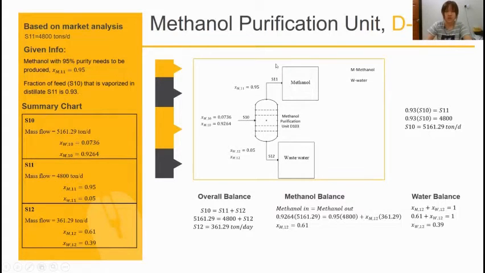Our material balance calculation starts from the methanol purification unit. Based on the market analysis, we know that the mass flow of stream 11 is equal to 4,800 tons per day. And there is some given information from the problem statement, which is that the methanol needs to be 95% pure and the fraction of the feed that is vaporized in the distillate S11 is 0.93. After performing all the calculations here, we can get the mass flow for S10 and S12, while the mass flow for S11 comes from the market analysis.